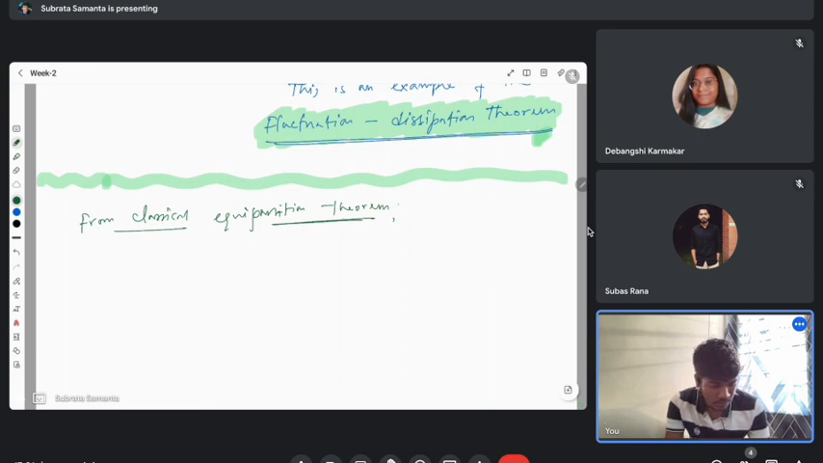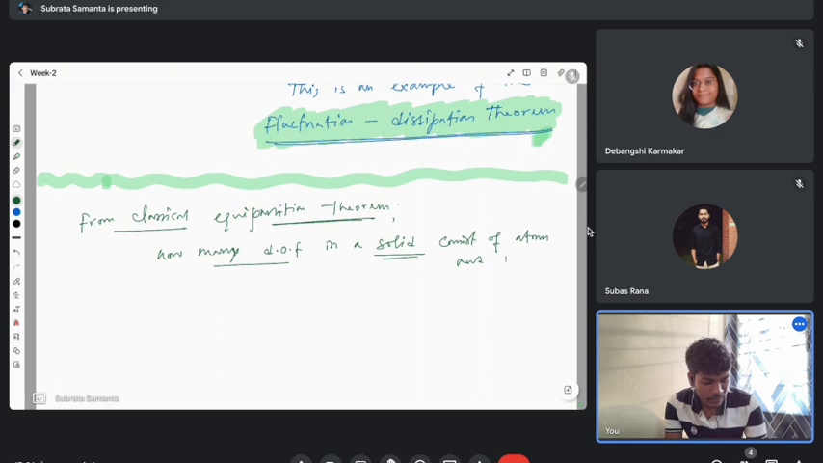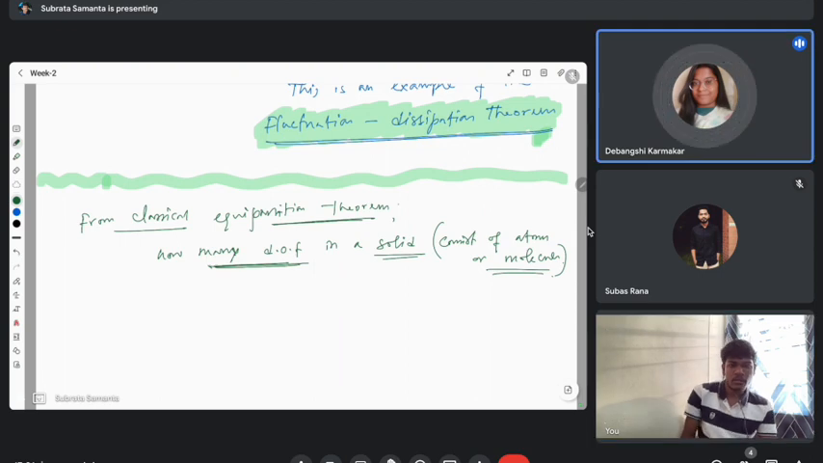From the classical equipartition theorem, how many degrees of freedom are there in a solid, which consists of atoms or molecules? How many degrees of freedom are there?